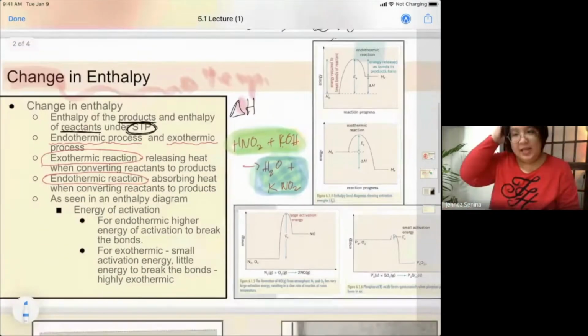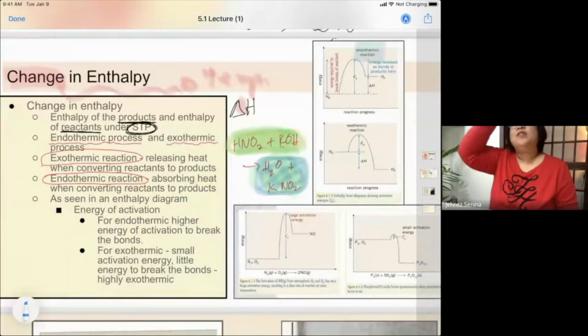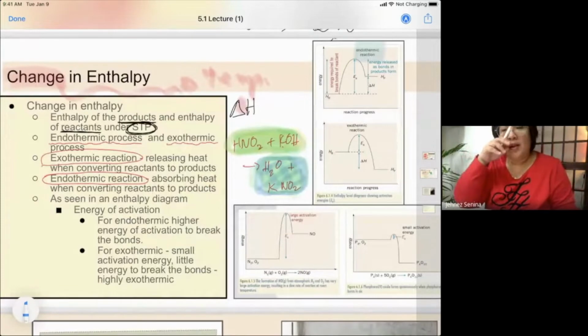Okay. I'm emphasizing that just so it's clear in your brain. When you say exothermic reaction, we're not just talking about bonds forming. You know what I mean? We still need to break bonds.